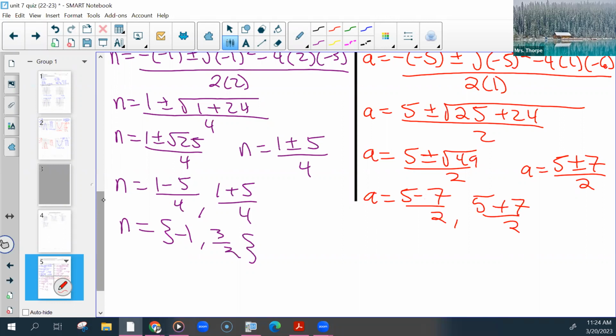So once you simplify both, you would get -1 and 6. Girls, make sure you're paying attention. Questions on that one?